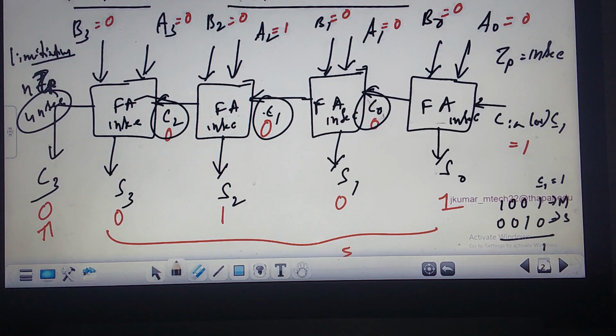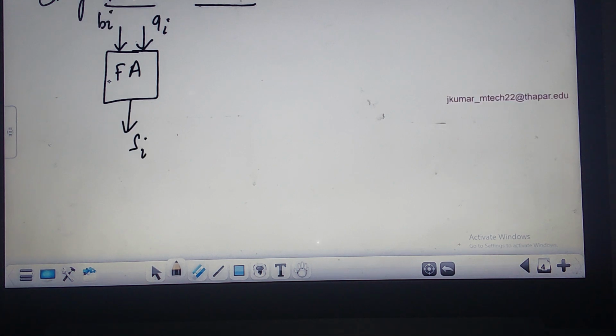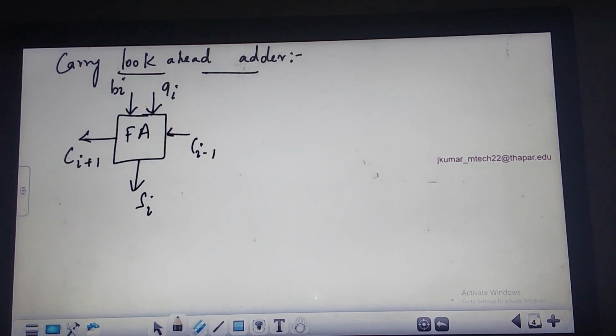Now let us see how to design the carry look ahead adder. What is a carry look ahead adder? Pre-computing of the carries. So how to do pre-computing of the carries, now we'll see. If I draw the full adder circuit, this is my full adder. These are my inputs, Ai and Bi, this is the sum Si, and this is the carry, Ci minus 1, coming from the previous stage.